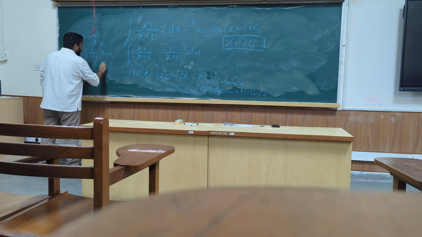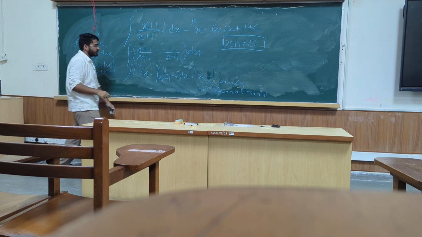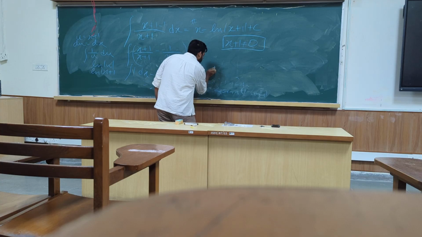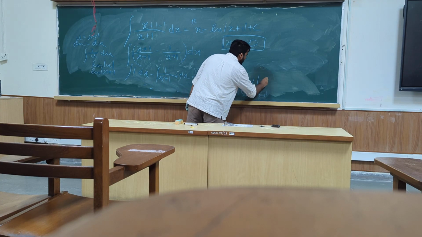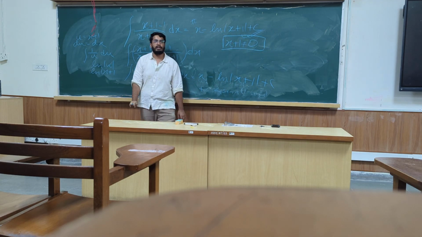which I know happens to be ln of mod u, and u was x plus 1, so I get ln of mod x plus 1, and there is a minus sign here, and this becomes x minus ln of mod x plus 1 plus c. So yes, the proposed answer by your batchmate was correct.